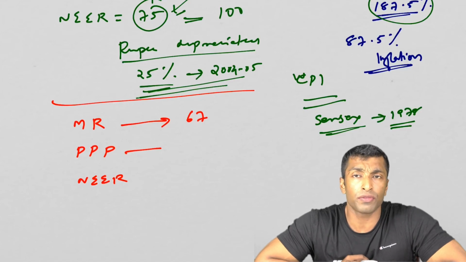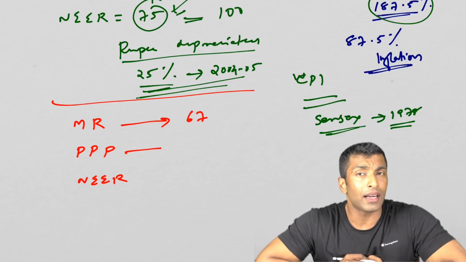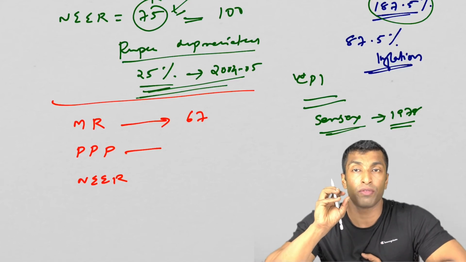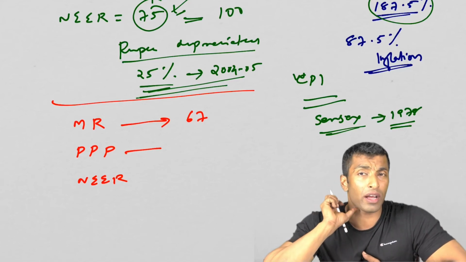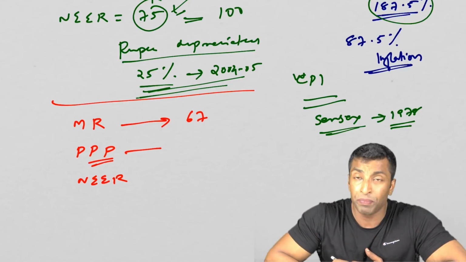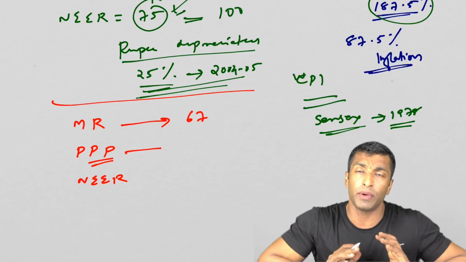So in the market the price of the dollar will always be high, but that doesn't mean that the dollar will actually give you 67 rupees' worth. Okay, so the dollar may not have that worth, the real worth may be different. So that you will understand from PPP. What is this purchasing power parity exchange rate?